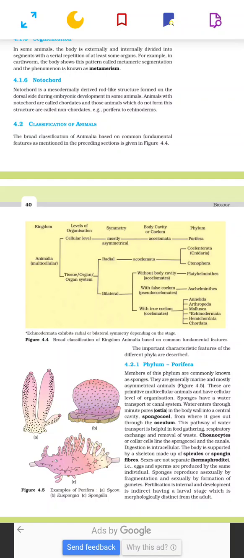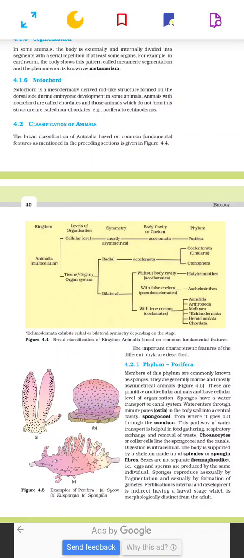Echinodermata exhibit radial or bilateral symmetry depending on the stage, which is very important, because the larval stage of Echinodermata shows bilateral symmetry, whereas the adult stage of Echinodermata shows radial symmetry.